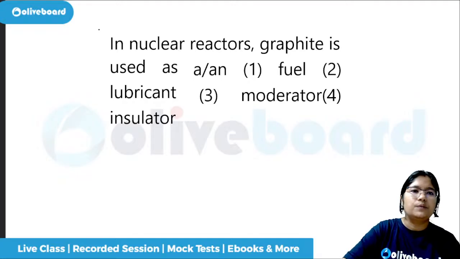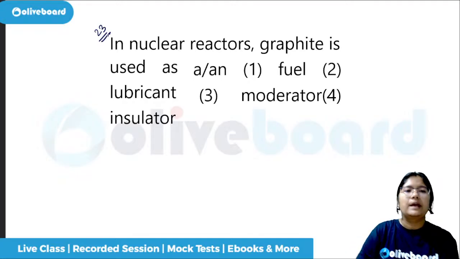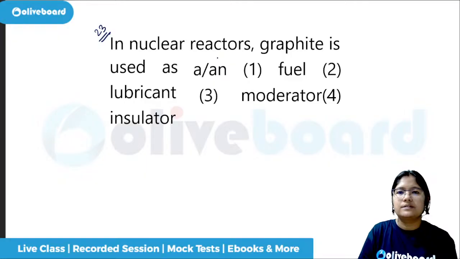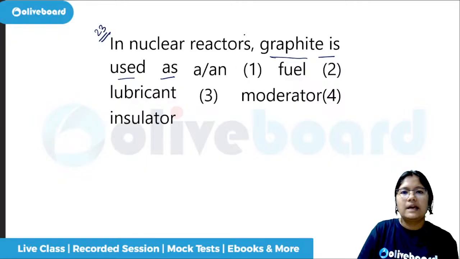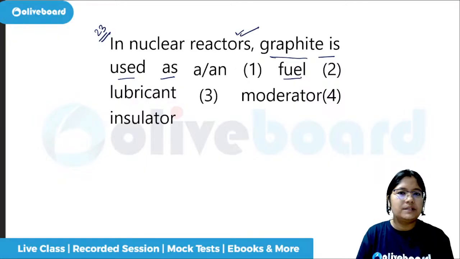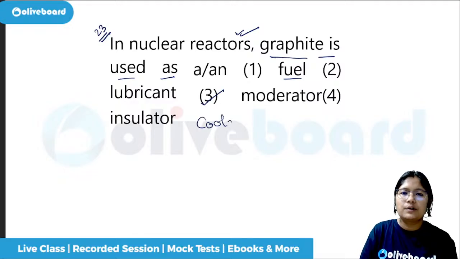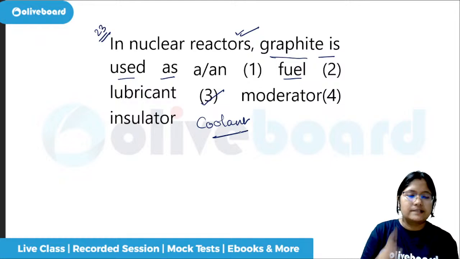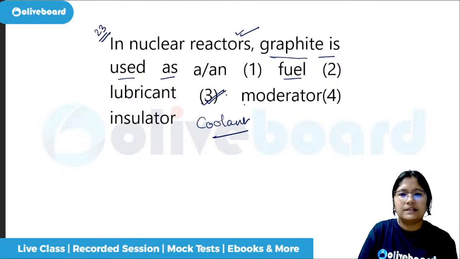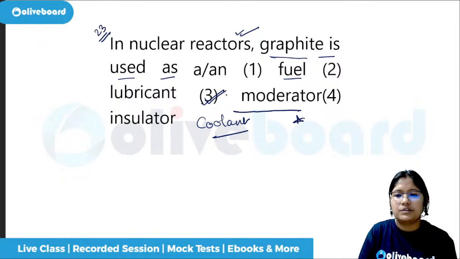Next, question number 23. In nuclear reactors, graphite is used as, what is graphite used as? In nuclear reactor, there will be the radioactive fuel. Then some moderator has to be used. Then some coolant has to be used. Yes, so correct. It is a moderator. It is used as a moderator.